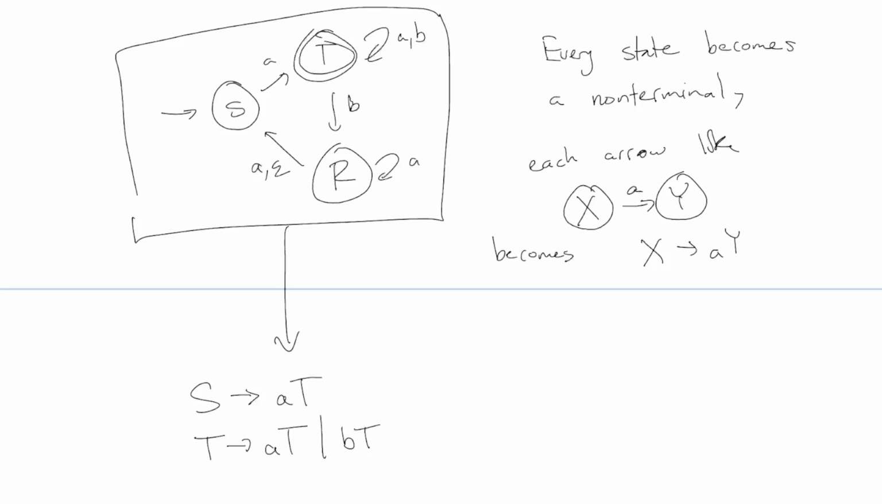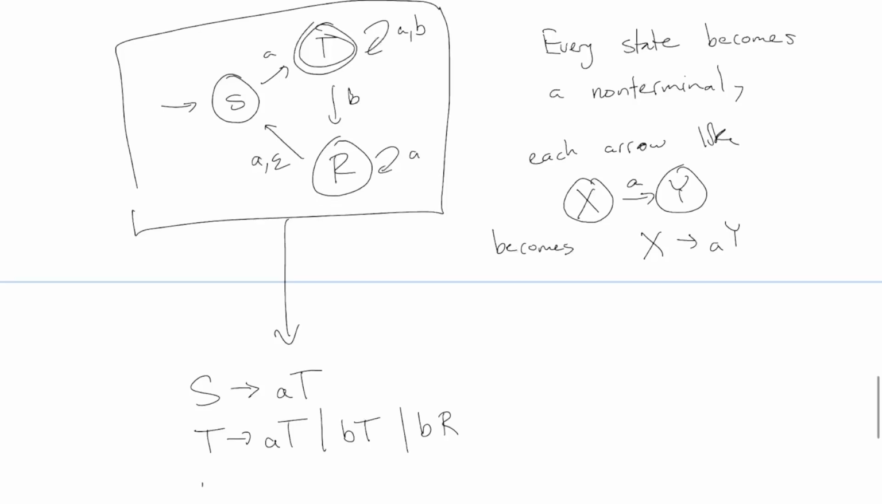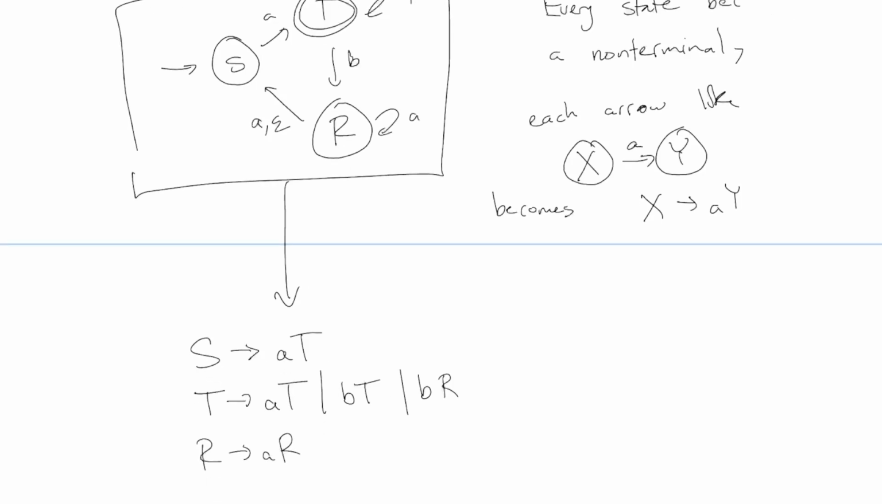All right. I also have a vertical arrow here. T goes to R with a b. So in the grammar that looks like T goes to bR, like so. And then I have some arrows from R. R going back to itself with an a means R goes to aR. R going over to S with an a means R goes to aS. And then we also have R goes to S with an epsilon. That we just write as R goes to S. I suppose you could write epsilon S, but that's the same as S.